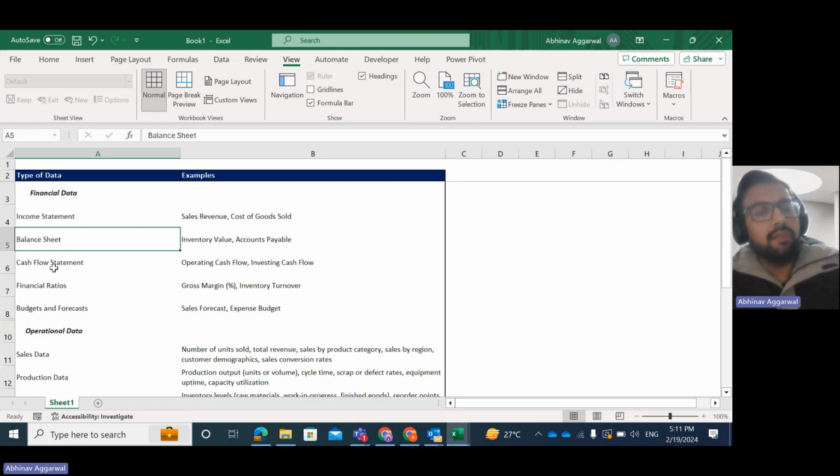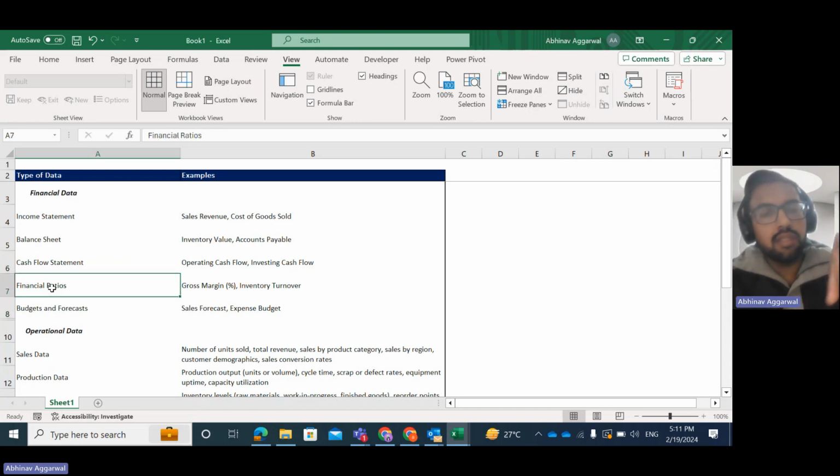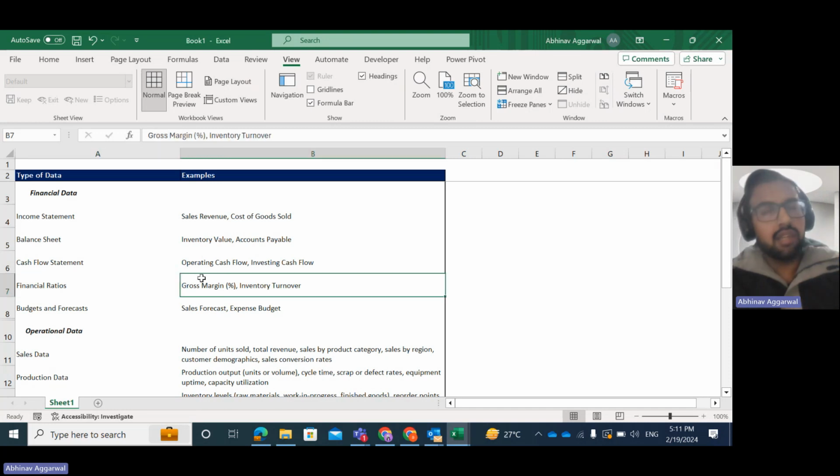Similarly, we have the cash flow statement, financial ratios, budget and forecast. So financial ratios, as I've shown you certain ratios in the income statement, there are gross margins, EBITDA margins, net profit margins. Similarly, there can be other financial ratios derived from the balance sheet. Examples are inventory turnover ratios, debt to equity ratios, current ratios, working capital ratios. So it's very important for you to understand the financial ratios.